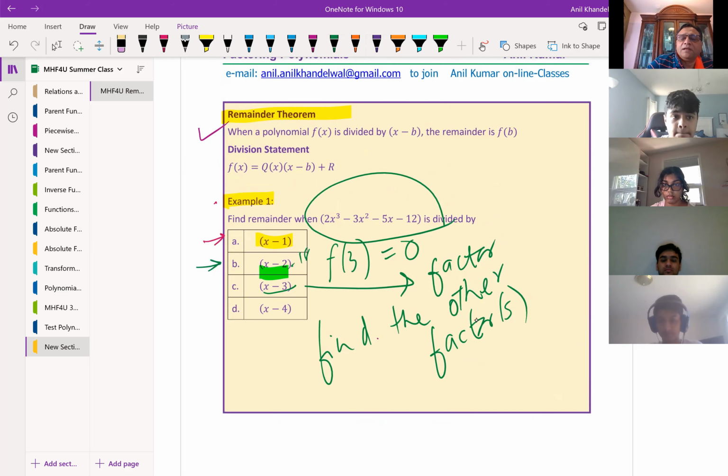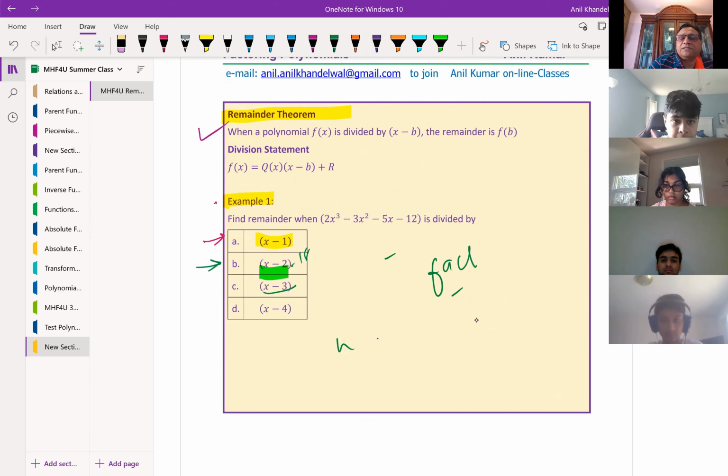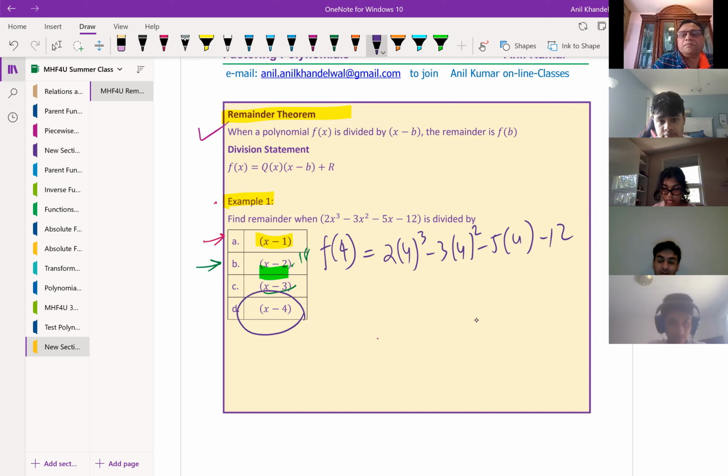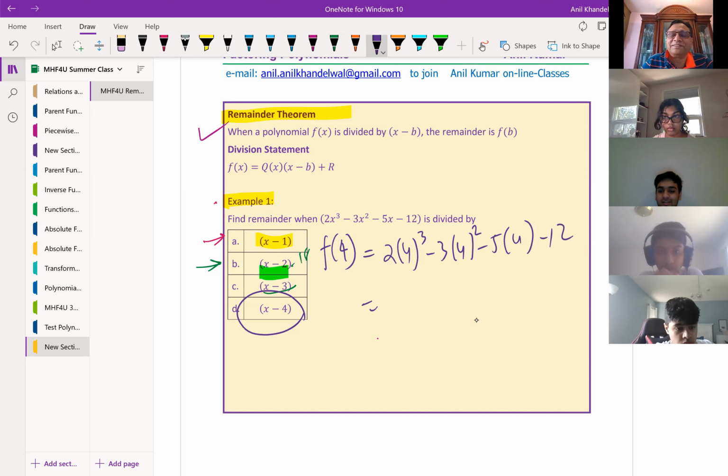And now this time, tell me, what is the remainder of this when we are dividing by x minus 4? Mohammed, can you tell me what is the remainder when I divide by x minus 4? Okay, so 2x cubed is going to be 64. Yeah, use calculator. Yeah, 64. No, the whole thing. Full answer. Okay, let me just do it quickly.